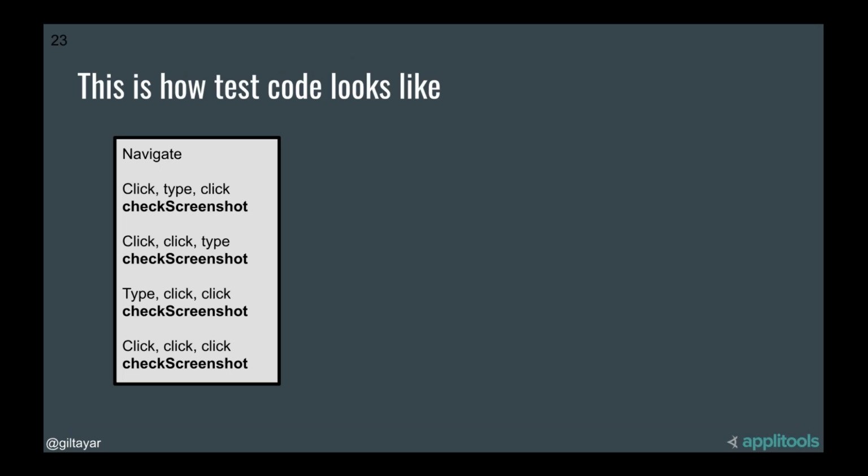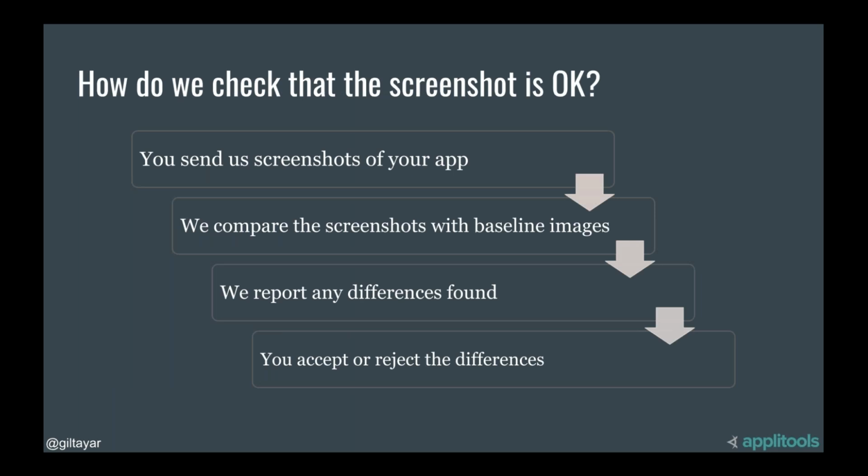And this is how a test looks. You navigate, you click, type, click, and then you check a screenshot, and then click, click, type, and whatever, check another, etc. But how do we check that that screenshot is okay? Because you're only taking screenshots. But what does Applitools do with that screenshot? Because what iceCheckWindow does is it uploads a screenshot, and we compare that screenshot with a baseline image of that screenshot. And how do we have that baseline image?